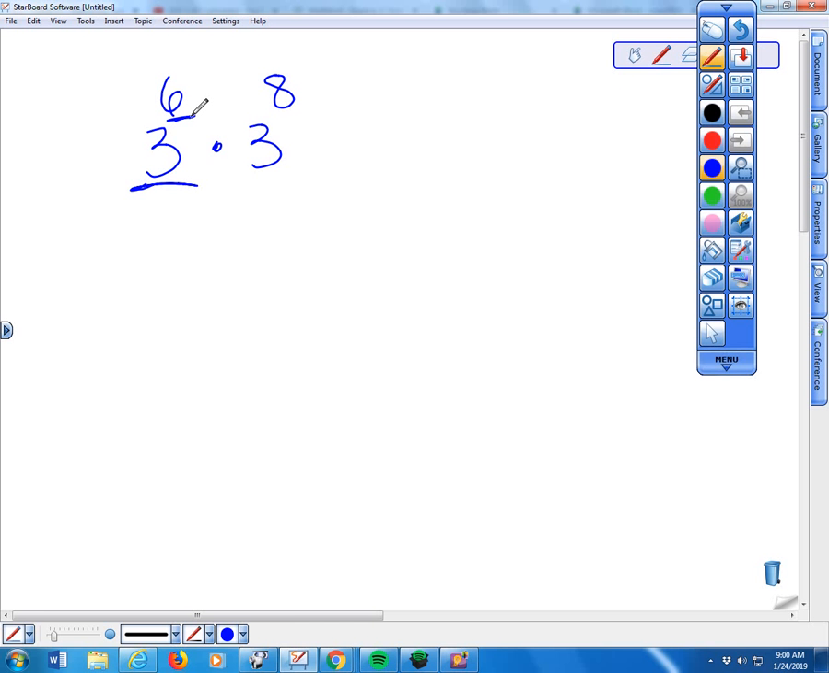So what I could do, 3 to the 6th is just 3 times 3 times 3 times 3 times 3 times 3. This is the shorthand way of writing this. And if I'm going to multiply it by 3 to the 8th, that's going to be 8 more 3's.